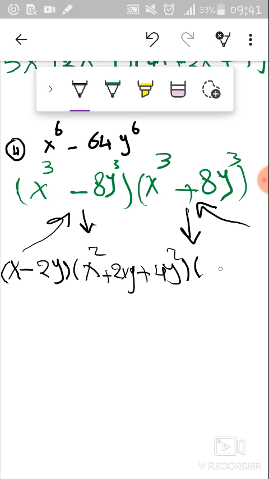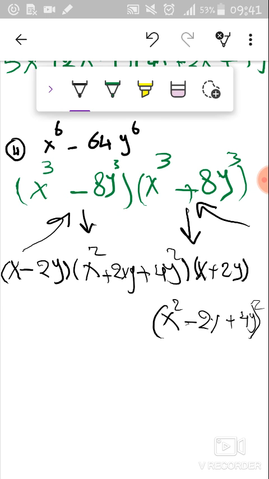What about the second one? The second one is also going to be factorized into two brackets, a small bracket and a big bracket. The small one is going to be x plus 2y. The big one is going to be x squared plus 4y squared. The product of the middle is 2xy, and changing its sign, it will be x squared minus 2xy plus y squared.